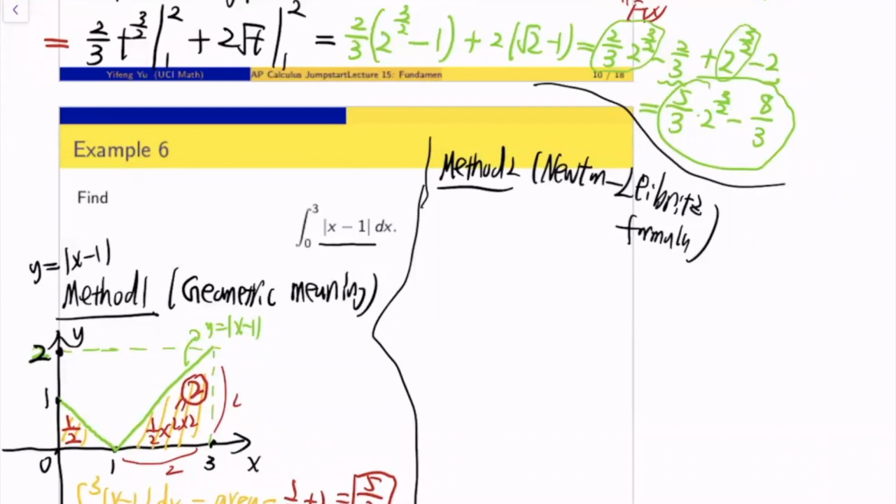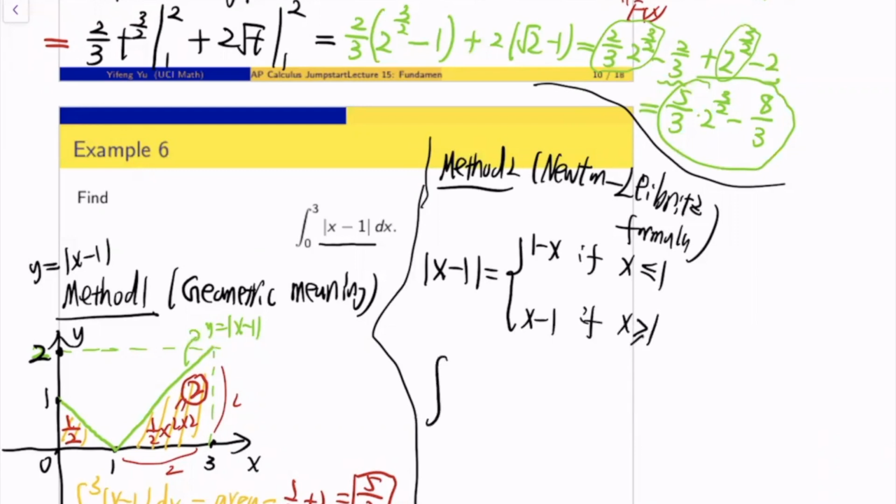Okay, to use the Newton-Leibniz formula, we need to get rid of the absolute value sign. So we know this function equals 1 minus x if x is less than or equal to 1, right? And it will be x minus 1 if x is greater than or equal to 1. It's a continuous function.